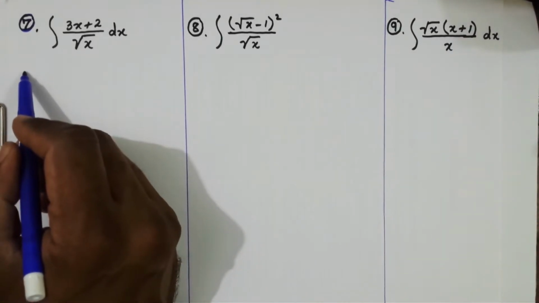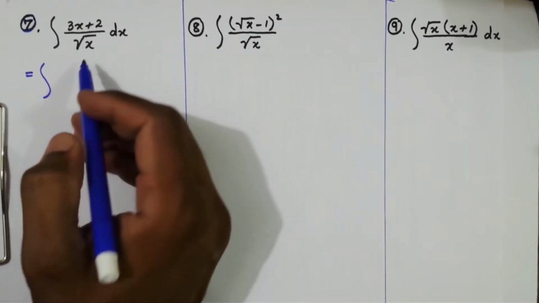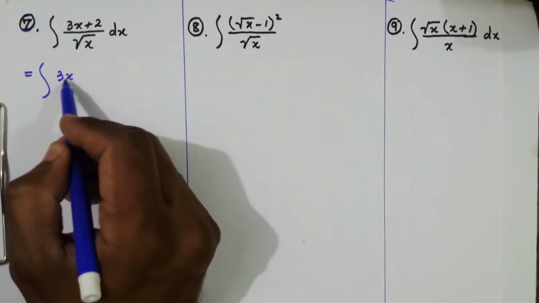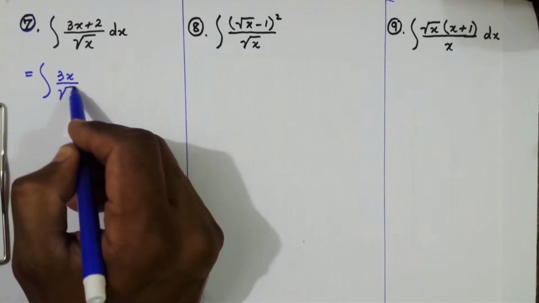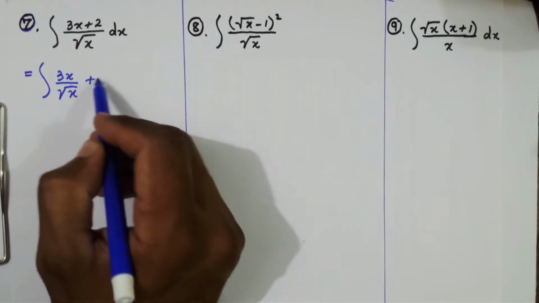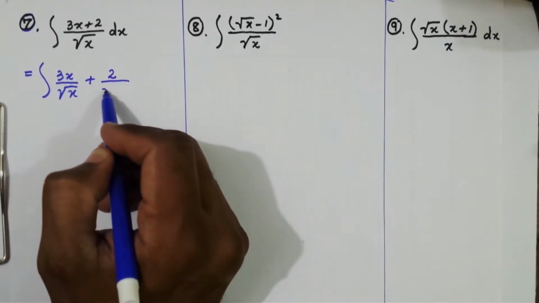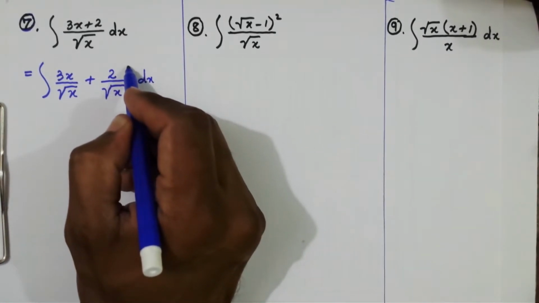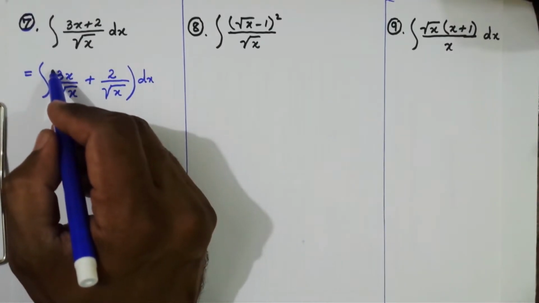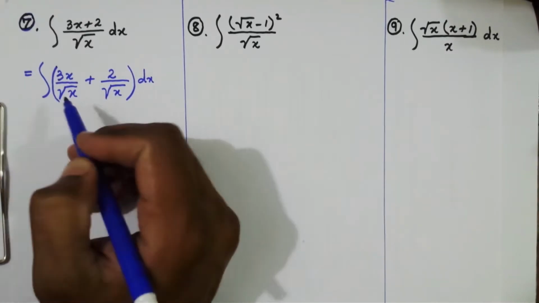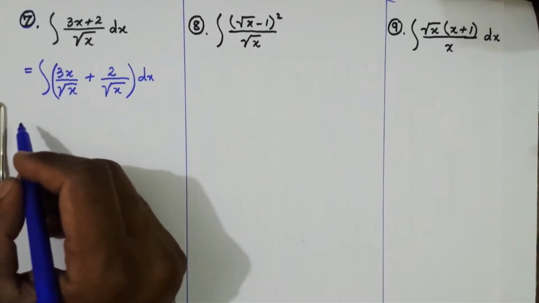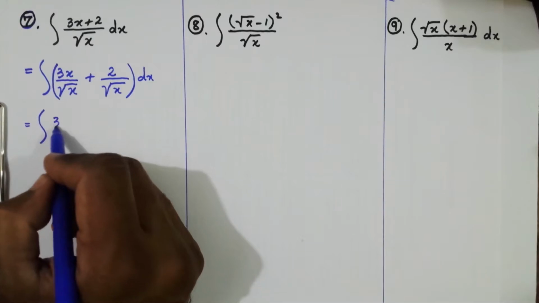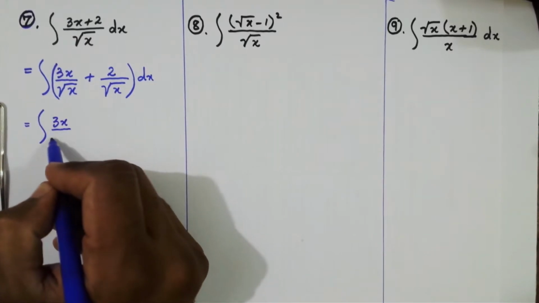In these types of questions, you will divide the term which is in the denominator with each term of the numerator. You are dividing the term in the denominator with the terms of the numerator. Now you will apply the integral sign with each term separately.